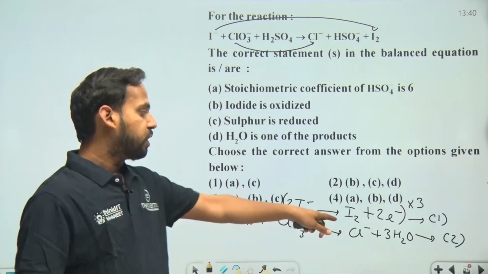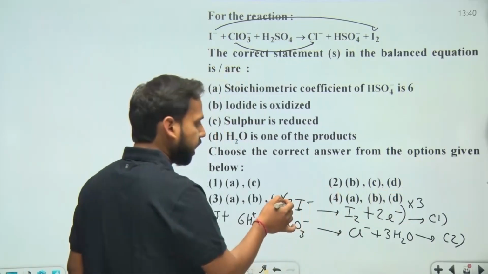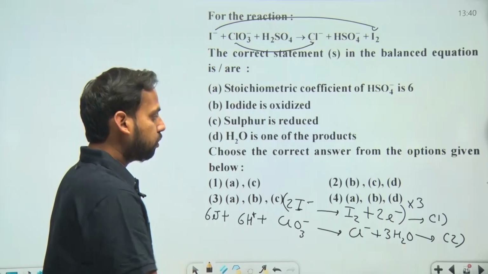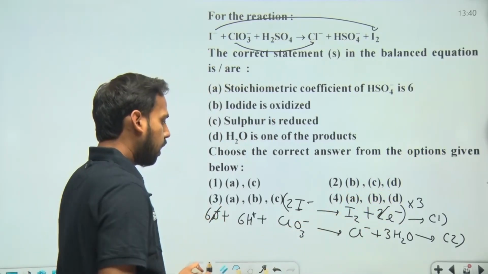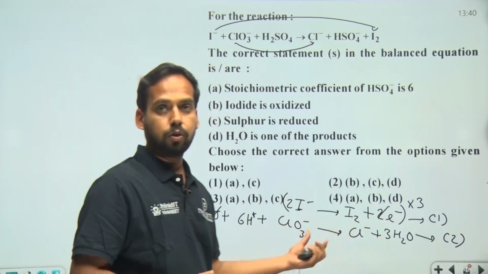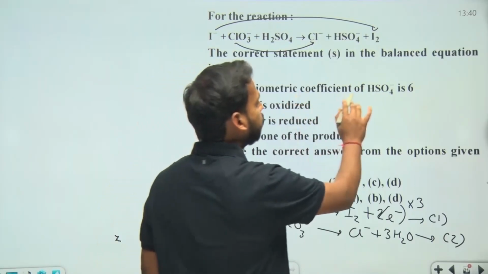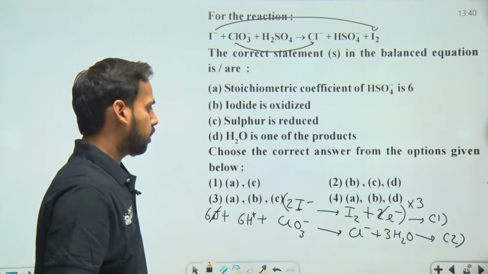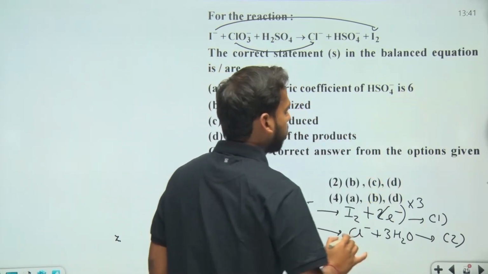When we add both of these reactions, it will become 6I minus to 3I2 plus 6 electrons. So these 6 electrons will cancel out, and this reaction is going to be added. So the options are given. The stoichiometric coefficient of HSO4 minus is 6, and iodide is oxidized. So the stoichiometric coefficient of HSO4 minus is given as 6.